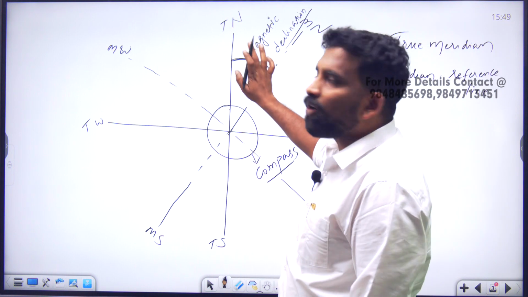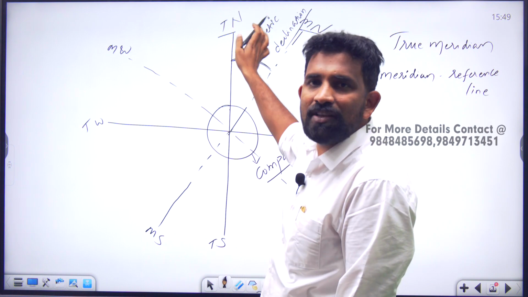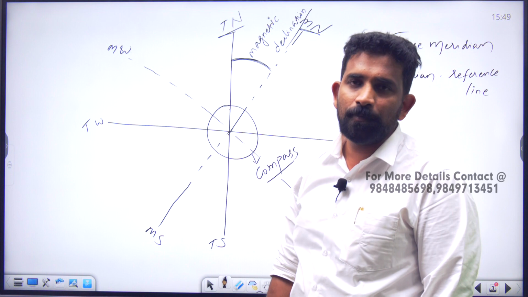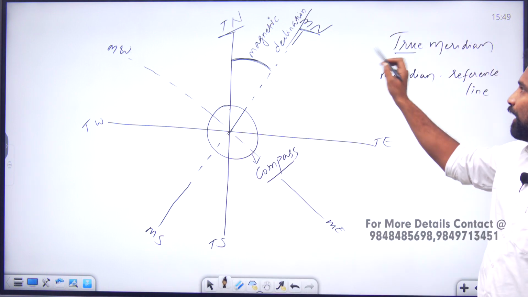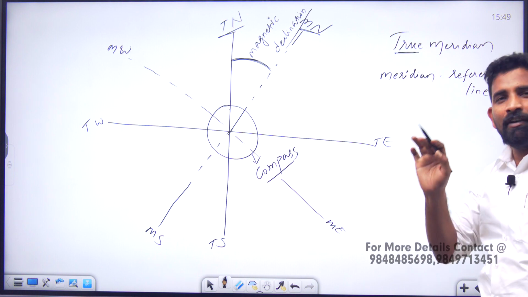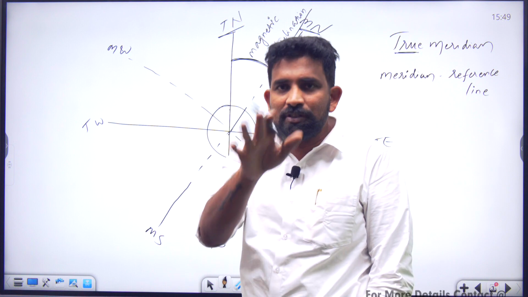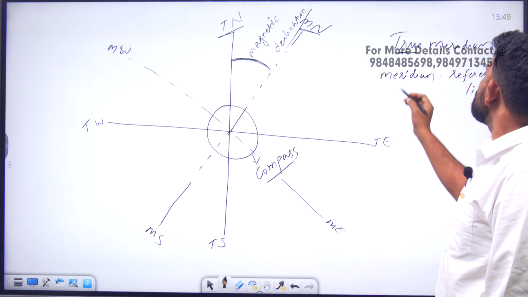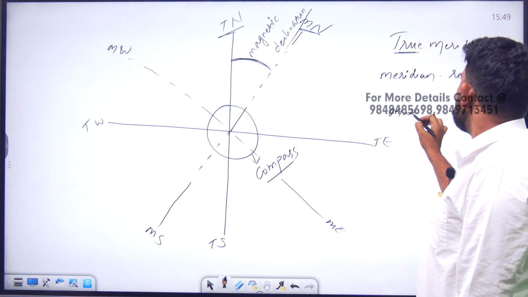In a simple context, the definition of magnetic declination is the horizontal angle observed between the geographical north and the magnetic north direction. Now, a true meridian is nothing but a line that we use as a reference line. So this is your true meridian, and here we are having magnetic meridians as well.